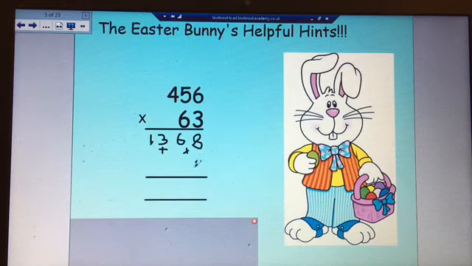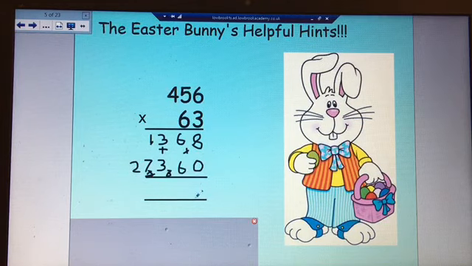Okay, so next we put a 0 here because we're not actually multiplying by 6, we're actually multiplying by 60. So 6 times 6 makes 36. Put the 6 and carry the 3. 6 times 5 is 30. And add the 3 is 33. Cross that out so I know I've added it. And then 6 times 4 is 24. And add the 3 is 27. Okay, going to cross that out now.